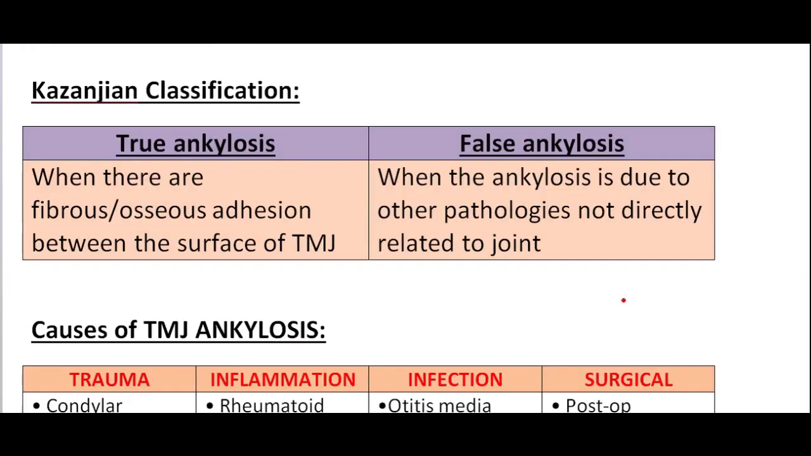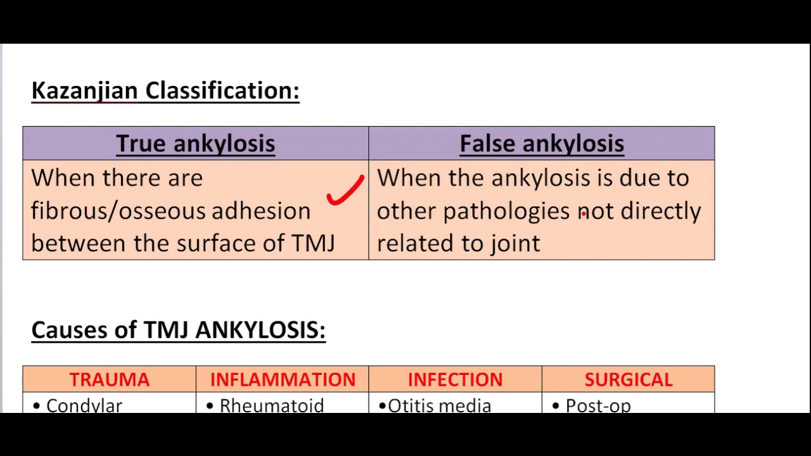Now ankylosis can be defined as true ankylosis or false ankylosis. We have to distinguish between true and false ankylosis. This categorization refers to whether the joint is actually fused or just appears so due to muscle spasm or scarring around the joint. True ankylosis is when there is fibrous or osseous adhesion between the surfaces of the joint, and false is when the ankylosis is due to other pathologies that are not directly related to the joint.